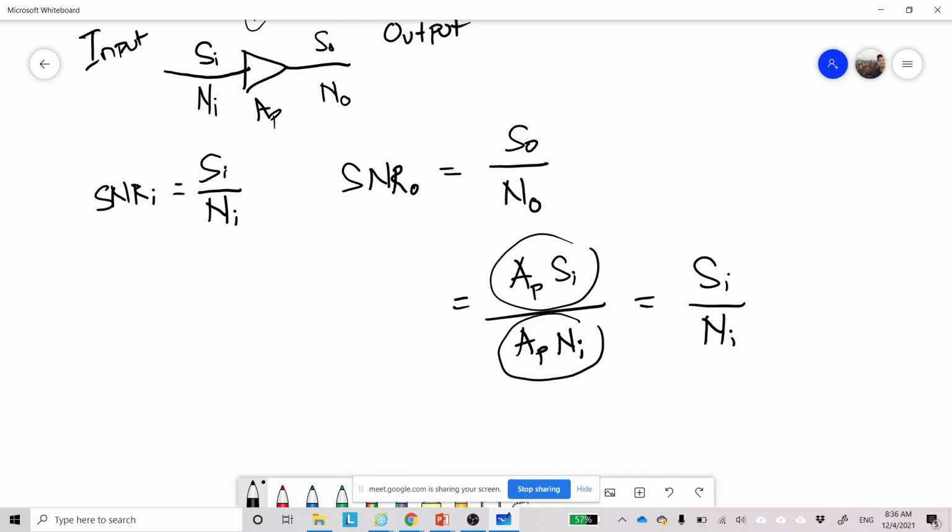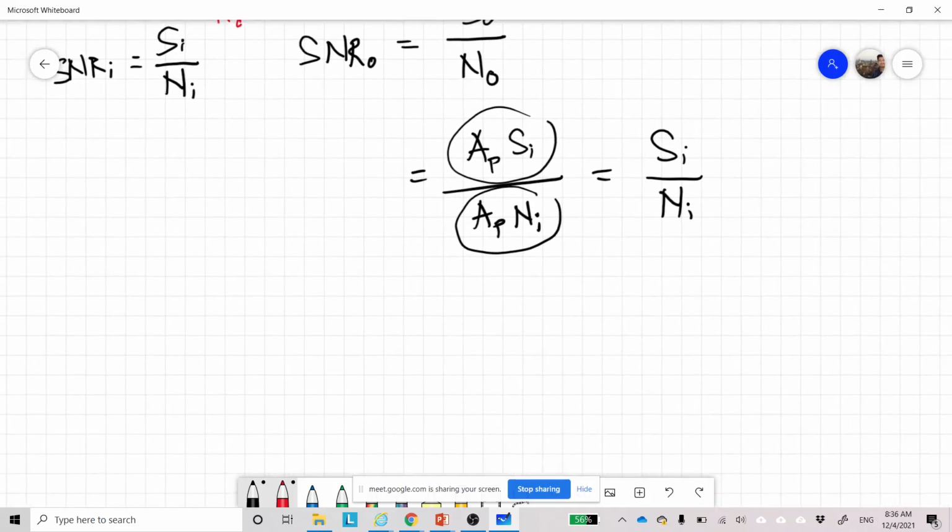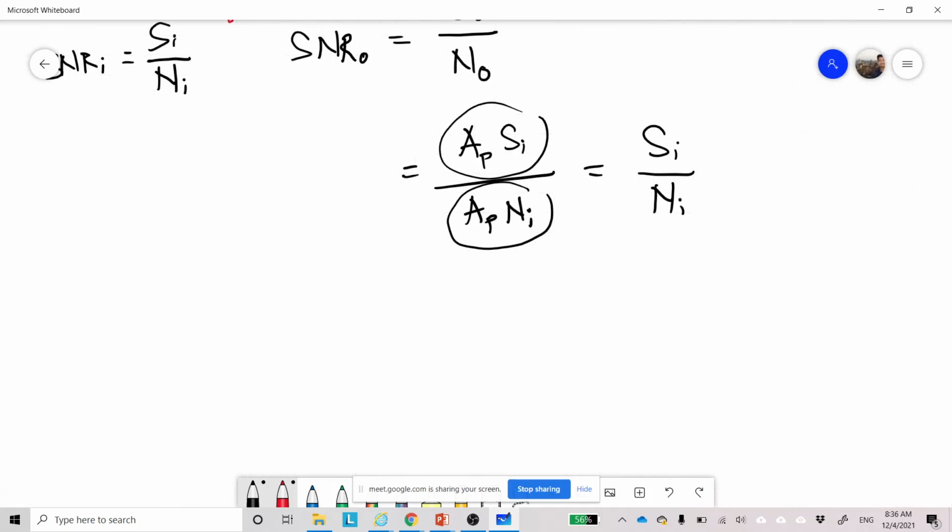If the system produces internal noise, it produces additional noise, ND. Therefore, the output SNR is going to be like this. AP SI, the gain multiplied with the input signal power, is the output signal power.